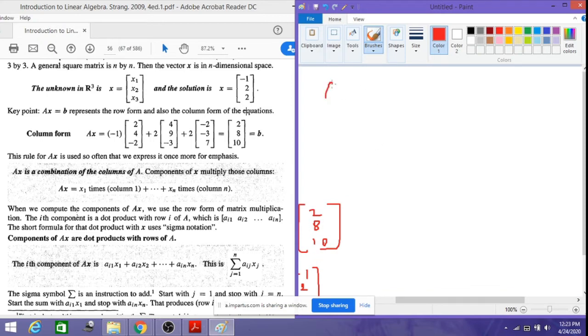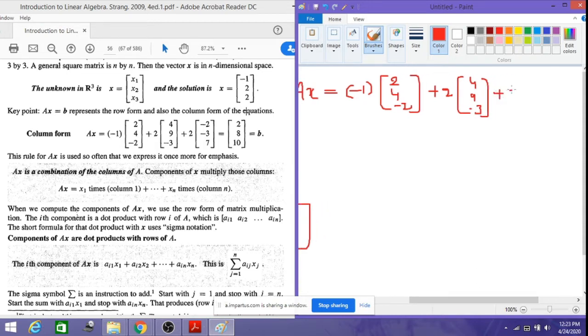Now if you represent this in terms of a column, this column form can be represented in matrix as AX, in the same way we represented this before. That is -1, the value of x, times the first column of this A, the coefficient, that is 2, 4, -2, plus 2 into 4, the second column of this coefficient matrix A, then plus 2 into -2, -3 and 7, that is the third column, which is equal to B.